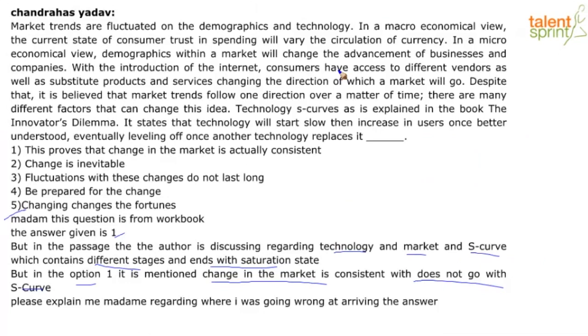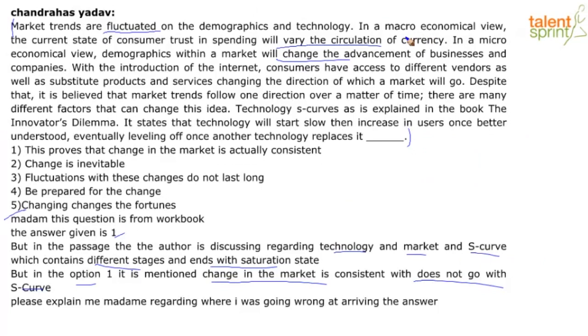Right? So if you look at the context here, I'm going to quickly read just to point out: market trends are fluctuated on the demographics and technology and a macro. So, clue words again, right? Fluctuating, which means it's not stable, it's prone to change. In a macroeconomical view, the current state of consumer trust and spending will vary, right? Again, change. In a microeconomical view, demographics within a market will change the advancement of businesses and companies.